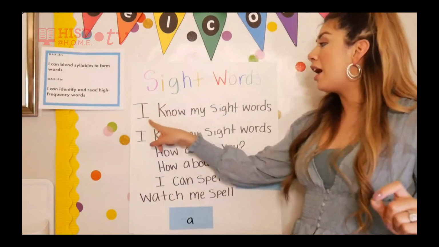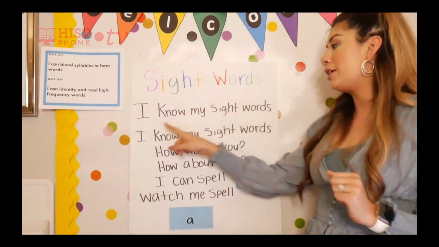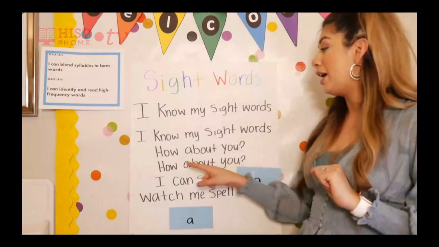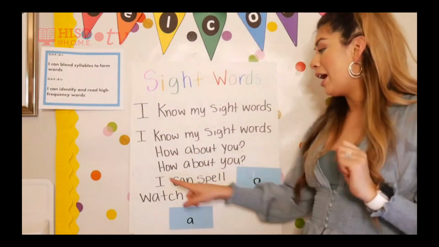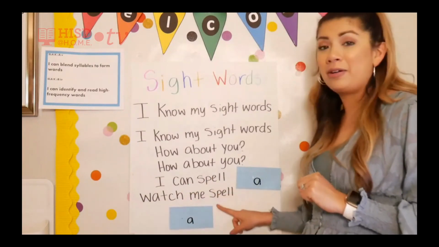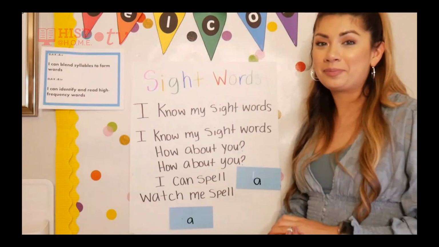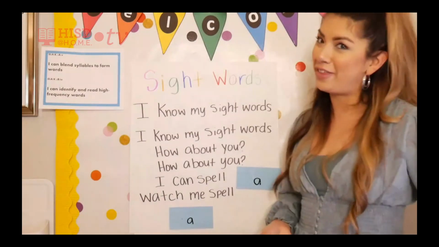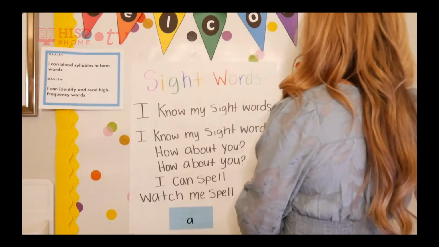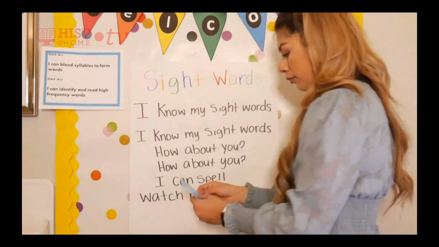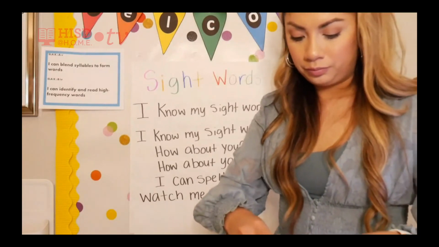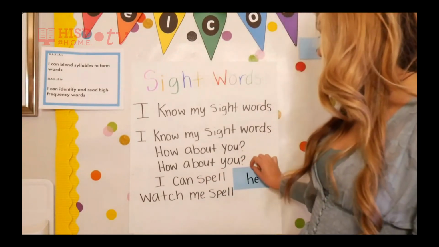One more time. I know my sight words, I know my sight words. How about you? How about you? I can spell A. Watch me spell. A. Let's try it with another sight word. I'm going to try it with he.